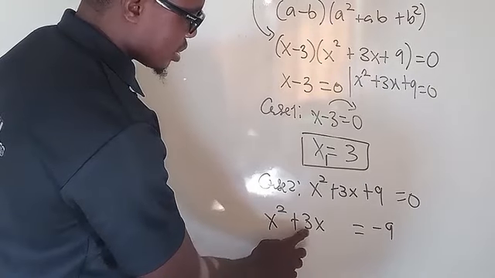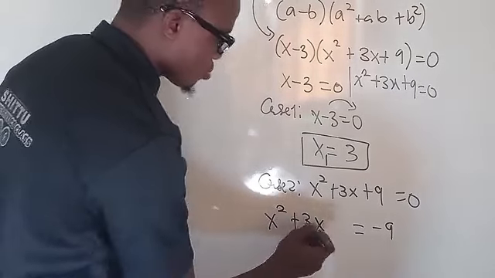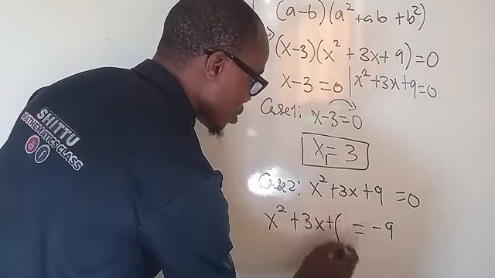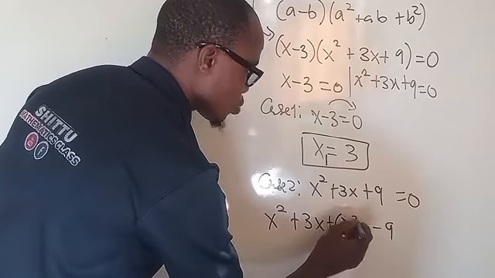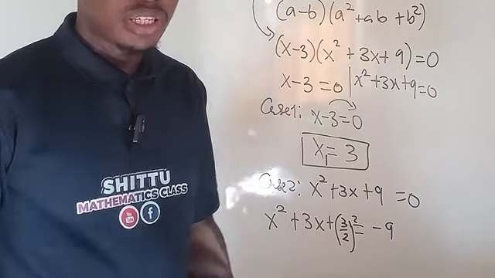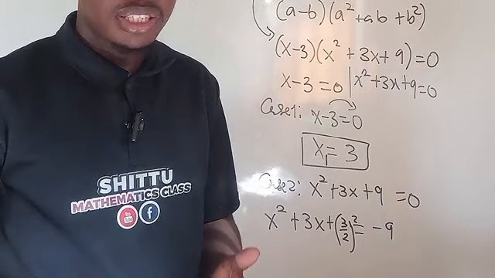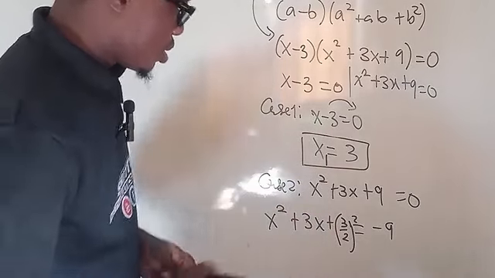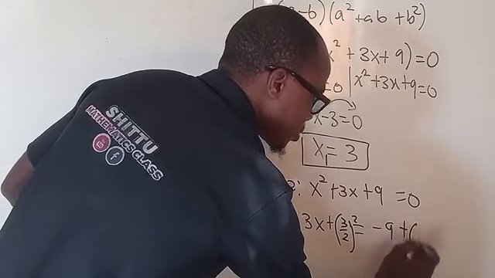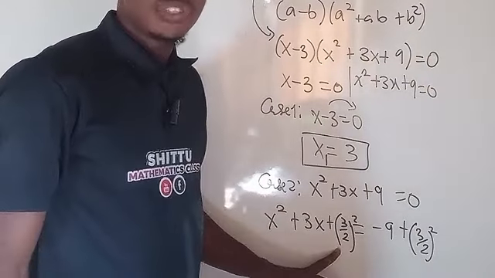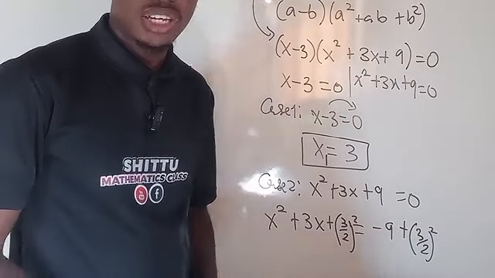That is taking half of the coefficient of x, which is 3 over 2, then squaring it. So therefore, we're going to have 3 over 2 all squared. For those of you that are familiar with the complete the square method, this is how to do this. So now we're going to have plus 3 over 2 all squared, because whatever you add to the left hand side, you must add to the right hand side too.